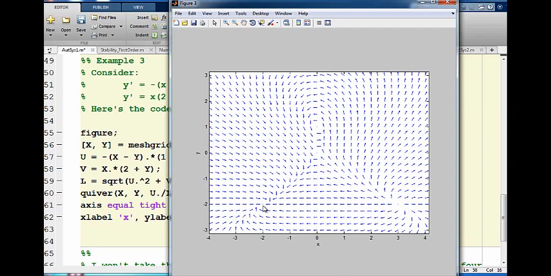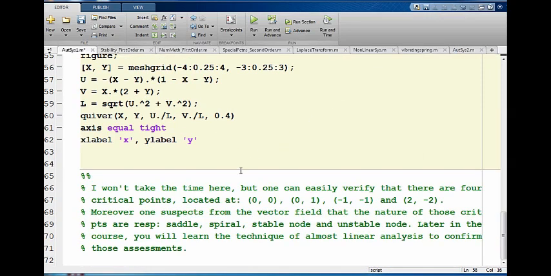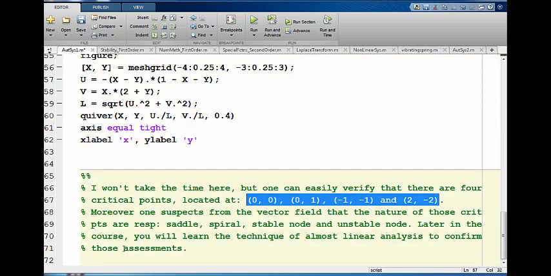This one is an asymptotically stable node. All the solution curves are coming in, and this one is an unstable node. All the solution curves are going out. So as I say here, I won't take the time, but you can verify that there are 4 critical points, and I've given you their coordinates. And from the vector field, you get the nature of the critical points exactly as I just said.